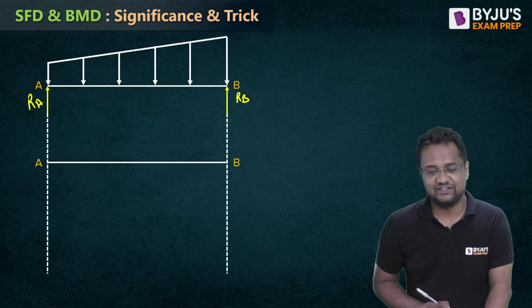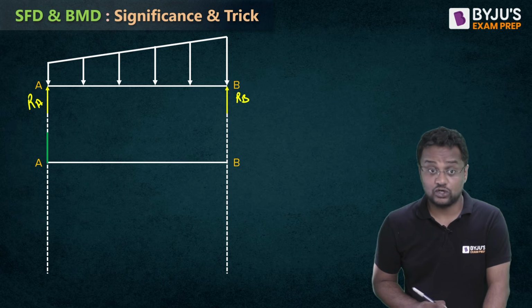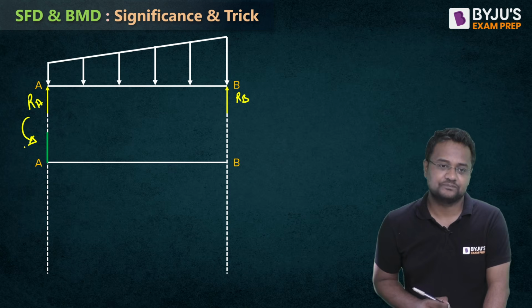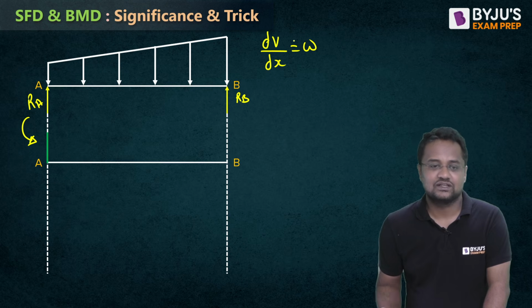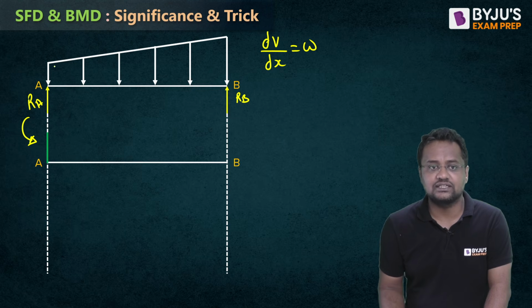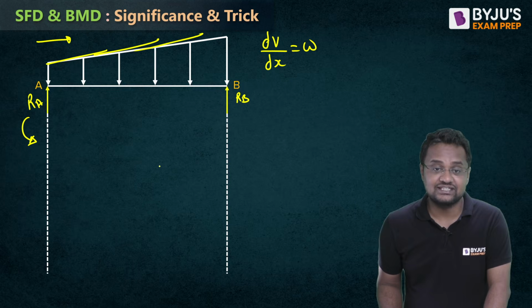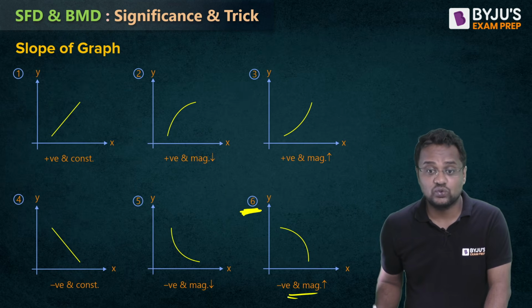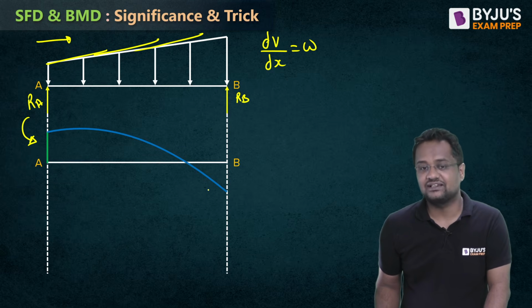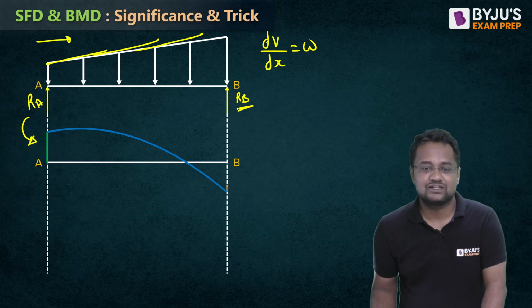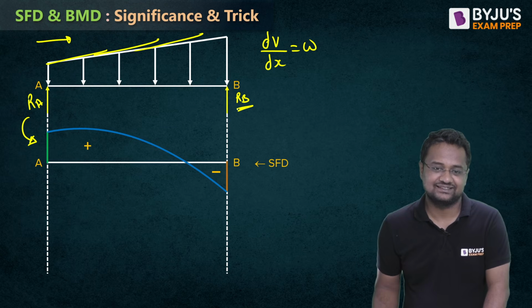Suppose I draw the SFD first. So here upward load RA, upward load means shear force will jump. Then loading is down. See, shear force slope is load intensity. So load intensity is downward, that means negative as per our sign convention. Negative but increasing. See, left to right we have to go. So negative and increasing, graph number 6, like this. Then upward load RB, so shear force will be jumping like this.